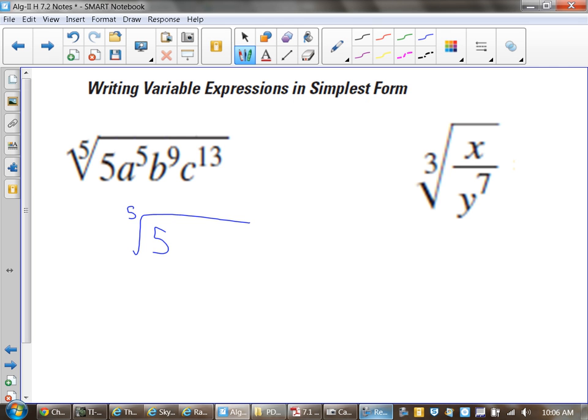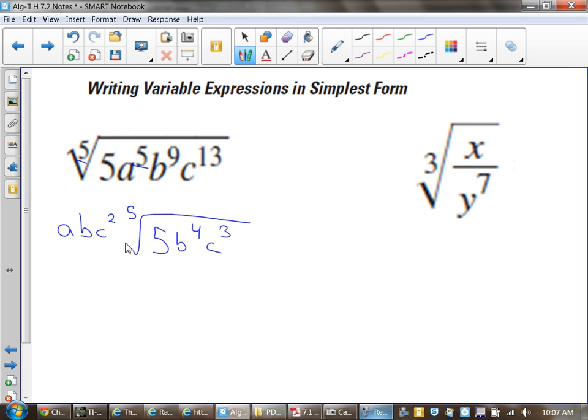Now I'm going to go to the variables. 5 goes into 5 how many times? Any left over? Take an a out. 5 goes into 9 how many times? Once. How many are left over? 5 goes into 13 how many times? How many are left over? And you're done.